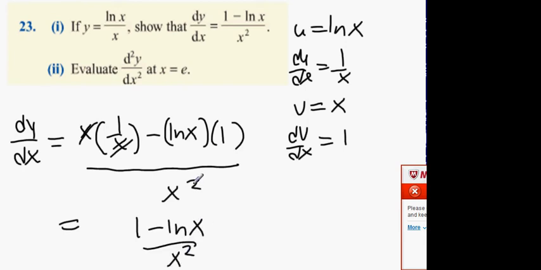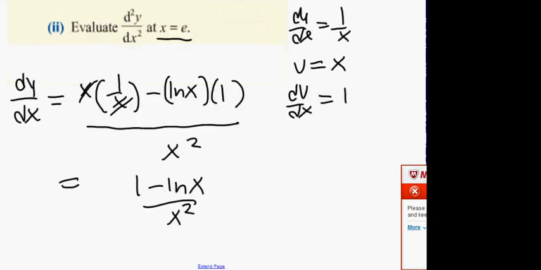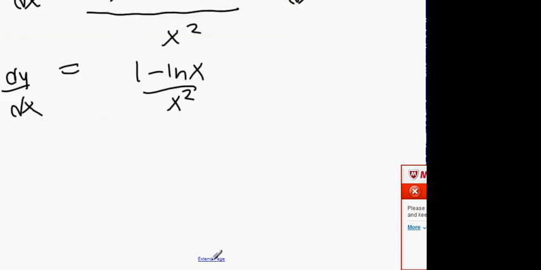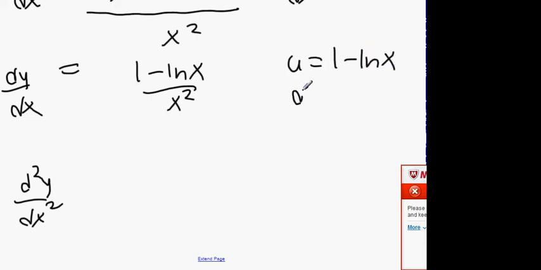That's quite handy. Now, next it says differentiate a second time. When you differentiate the second time, replace all x's with e's. Okay? So I'm going to differentiate a second time. This time it's going to be a quotient rule again. d2y/dx squared. u is 1 minus ln x. What's du/dx then, guys? 0 minus 1 over x. v is x squared. What's dv/dx?